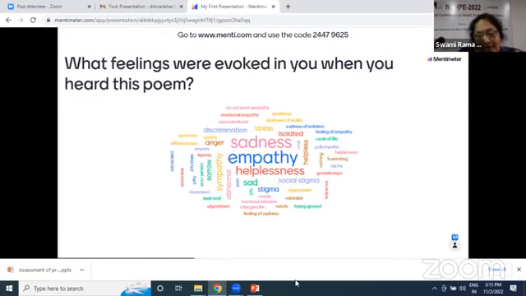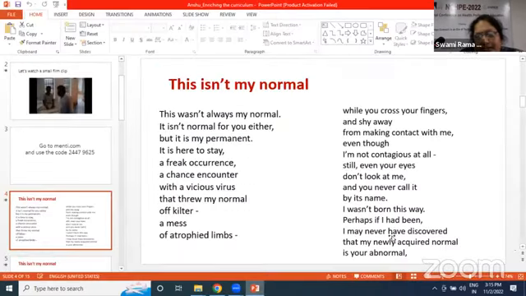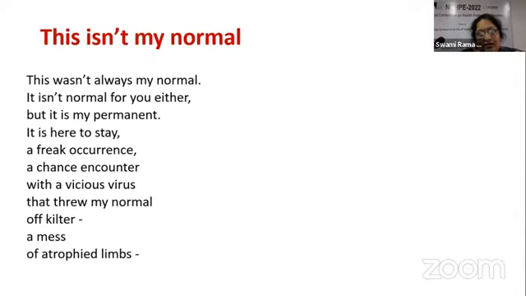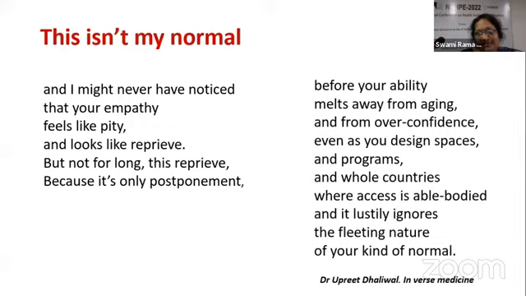Can we move to the next example? Thank you for all your responses coming in. I really like this part where it says that access is able-bodied. So how you easily stigmatize and ostracize a person when you just cater to one kind of normal, when everybody's normal is different.